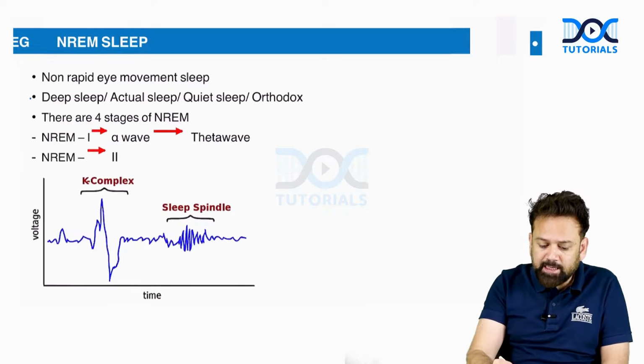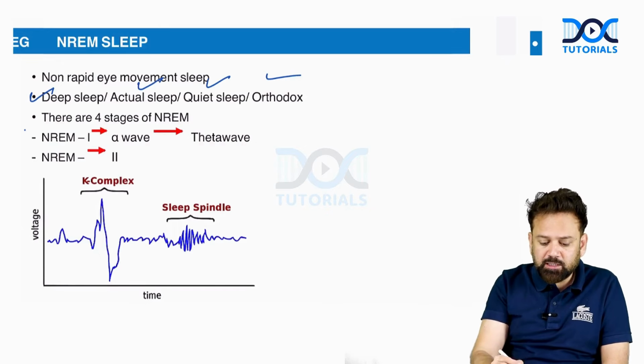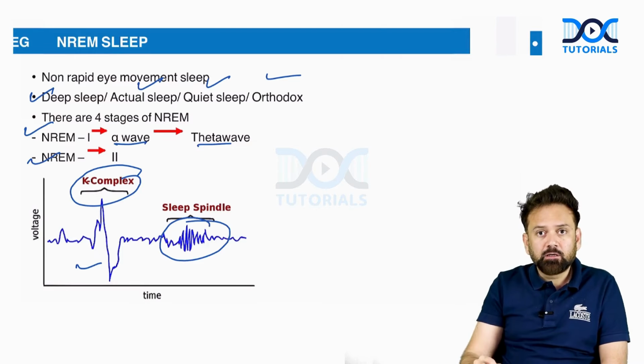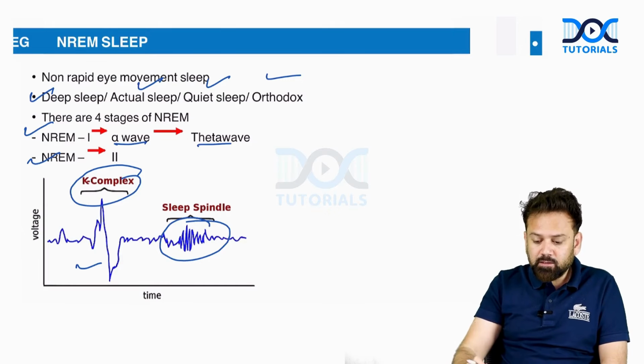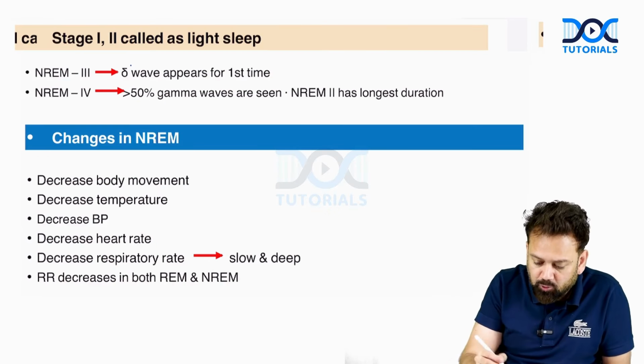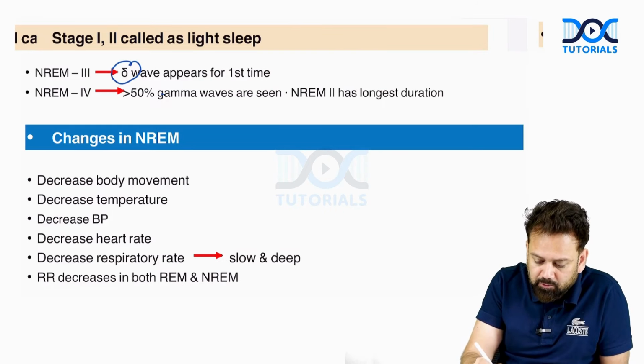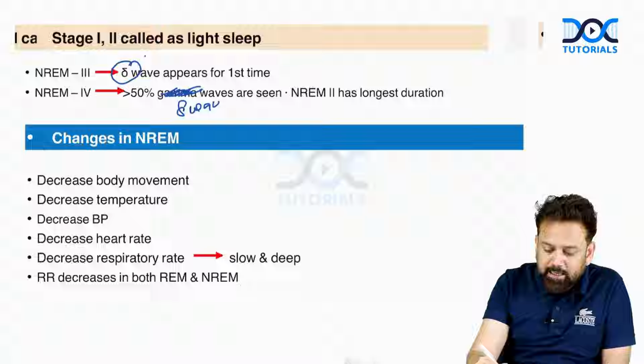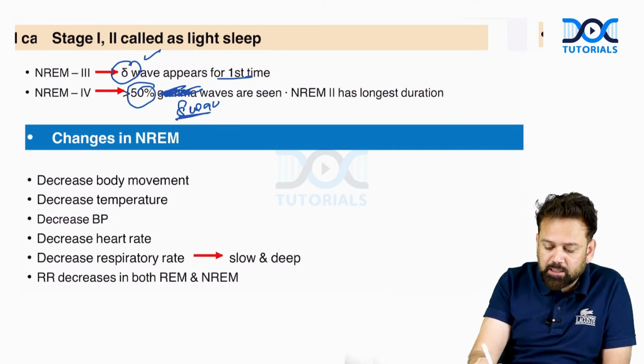Now, NREM is a deep sleep, actual sleep, quiet sleep, orthodox sleep. There are 4 stages. In stage 1, we have alpha and theta. In the second stage, we have K complex and sleep spindle. They are characteristic, and this is the longest phase. Stages 3 and 4 have only delta wave. It is not gamma, it is delta wave. Gamma waves are the focused wave. In stage 3, delta waves start appearing, but in stage 4, more than 50% are delta.